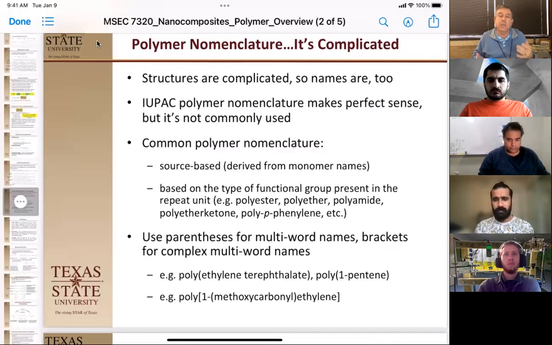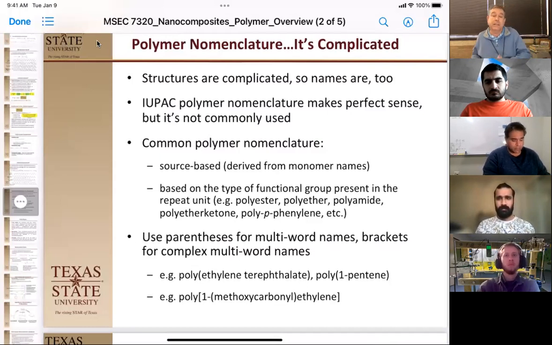However, they're almost never used because they can be very long, they can be very contrived, and nobody really uses them. So most of the time we use the common polymer nomenclature, which is derived from the engineers who actually did the work. There are several different ways to do it. The first and most common is the source base. Basically, what were the monomers going into the system?